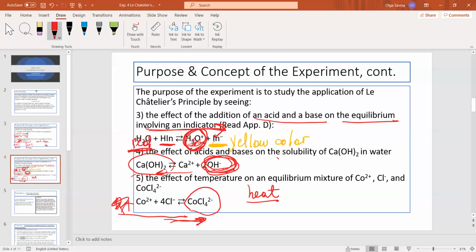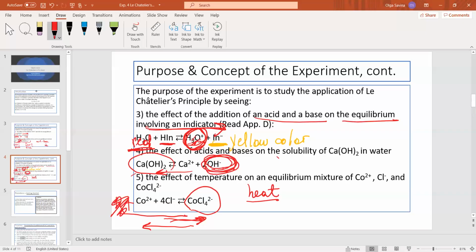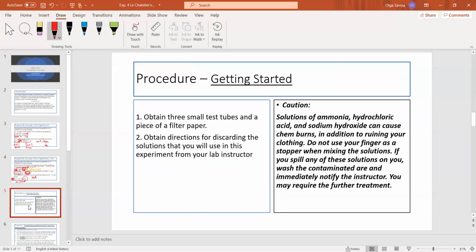Let's say we remove heat. There is no heat. What will happen? The equilibrium will be shifted to the left to decrease the amount of this complex and increase the amount of cobalt 2 plus and Cl minus ions. I hope the concept is clear and it will be very easy for you to understand what's going on just doing this experiment or observing the reaction. So we have to have test tubes, and all solutions should be discarded into waste containers.